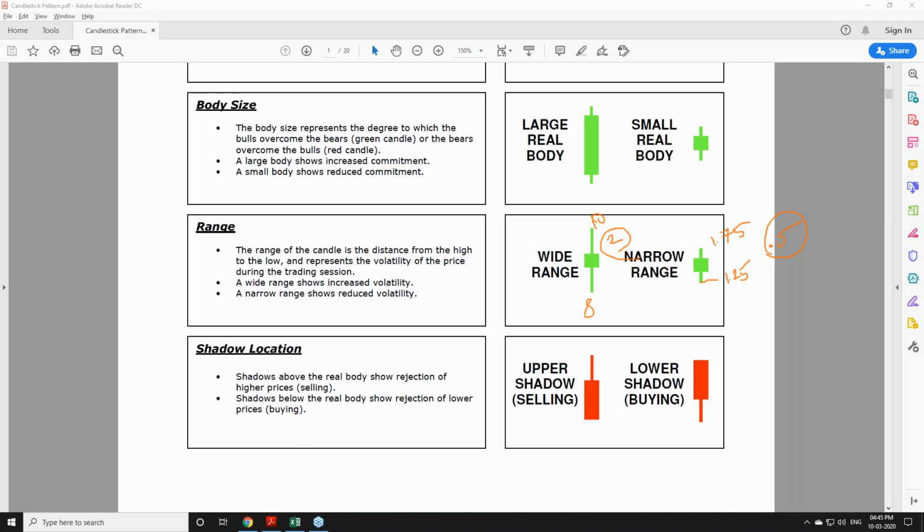So what is the use of the range? The range of the candle is the distance from the high to the low, and it represents the volatility of the price during the trading session. Volatility means the stock opened here, went high till here, and again came down low till here and closed here. So this area is called volatility.